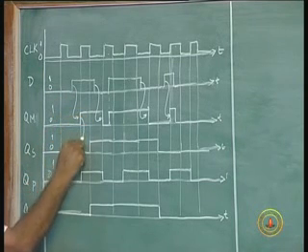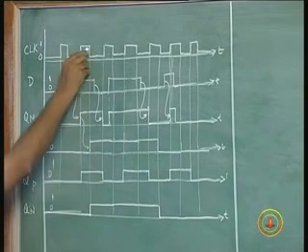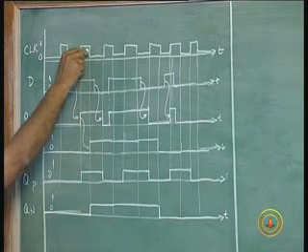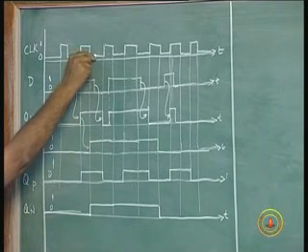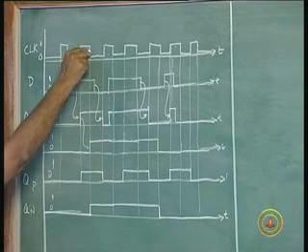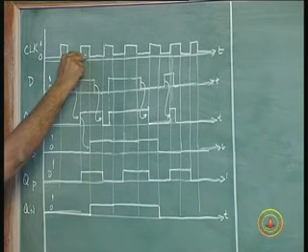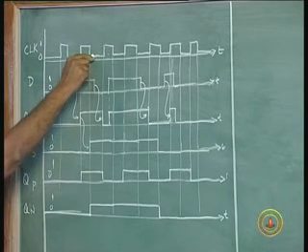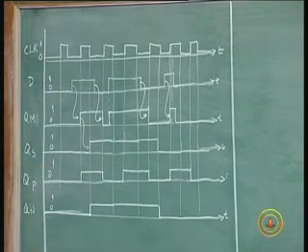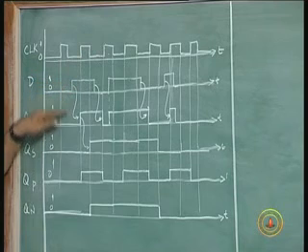This change in the input, which reflects in the change in the output of the master, will go into the slave only when the clock of the slave becomes 1. At this point in time, the clock of the master becomes 0, clock of the slave becomes 1. The clock of the slave becomes 0 here and 1 here. So this is a 0 to 1 transition of the clock for the slave. So this change will come here.